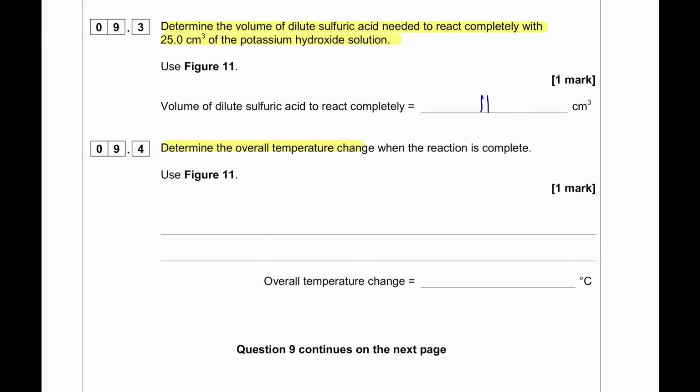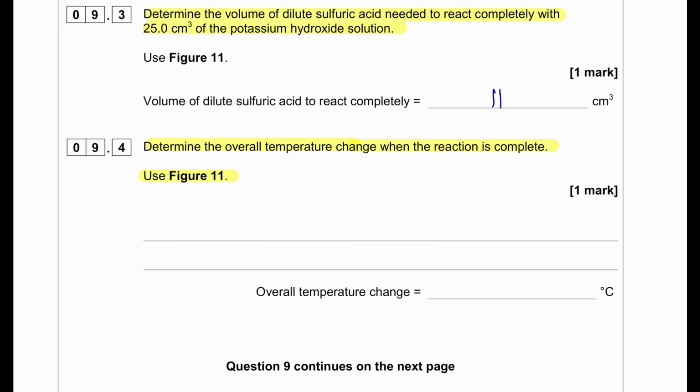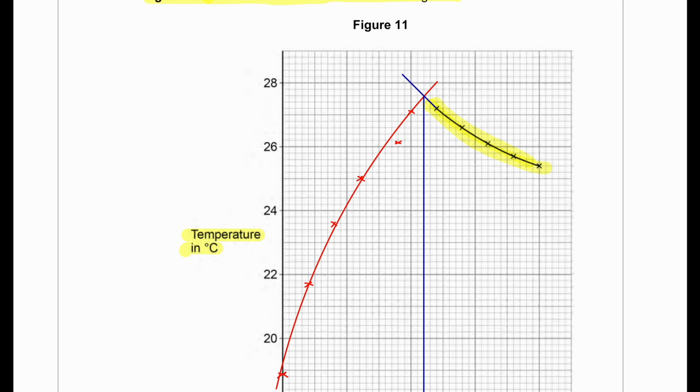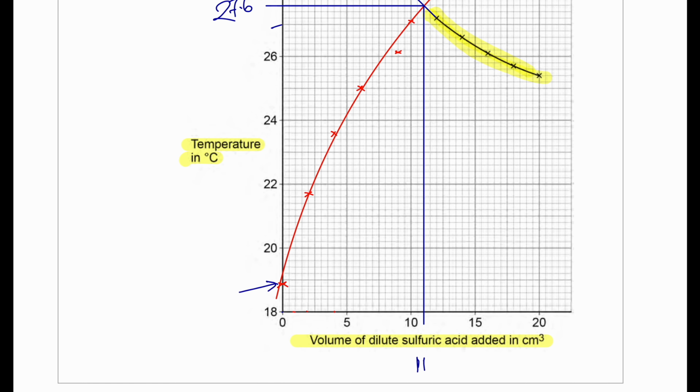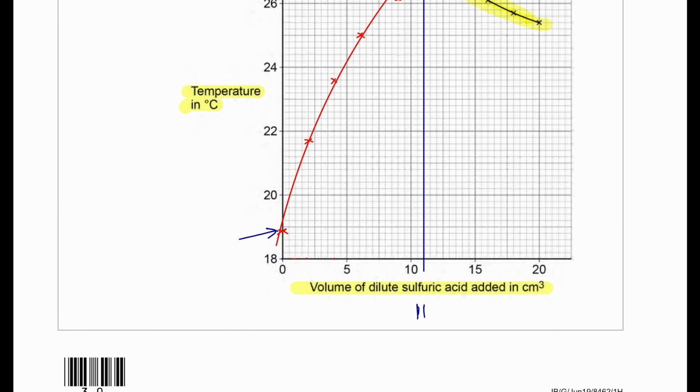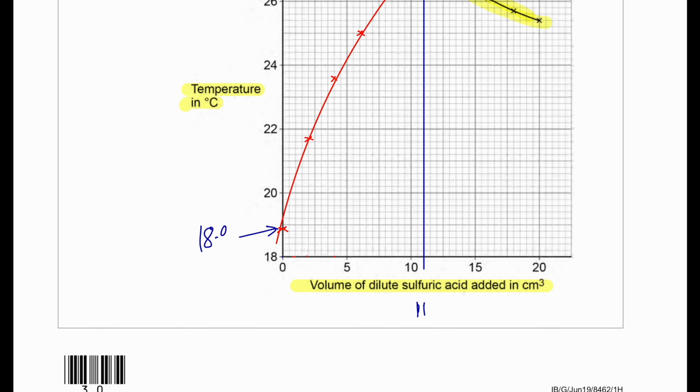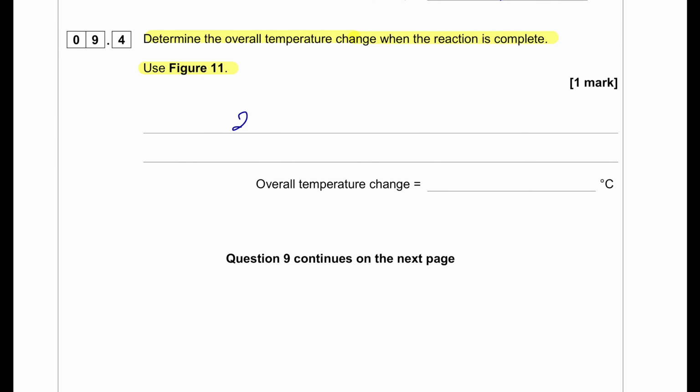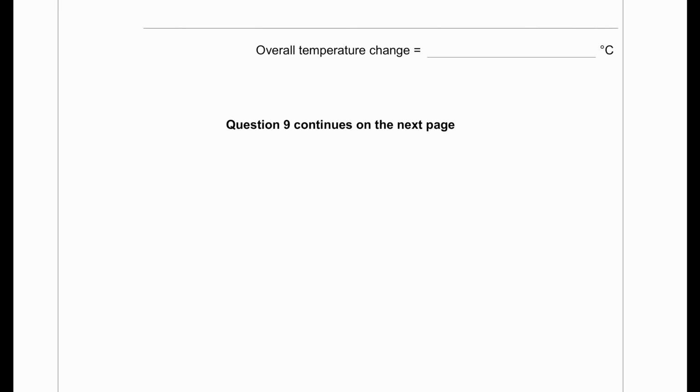Determine the overall temperature change when the reaction is complete. So to find out the overall temperature change, we'll find out the highest temperature reached. The highest temperature reached here, we can find 27.6, and at the start of the experiment we had 18.9. So 27.6 minus 18.9. So the overall temperature change is 8.7.